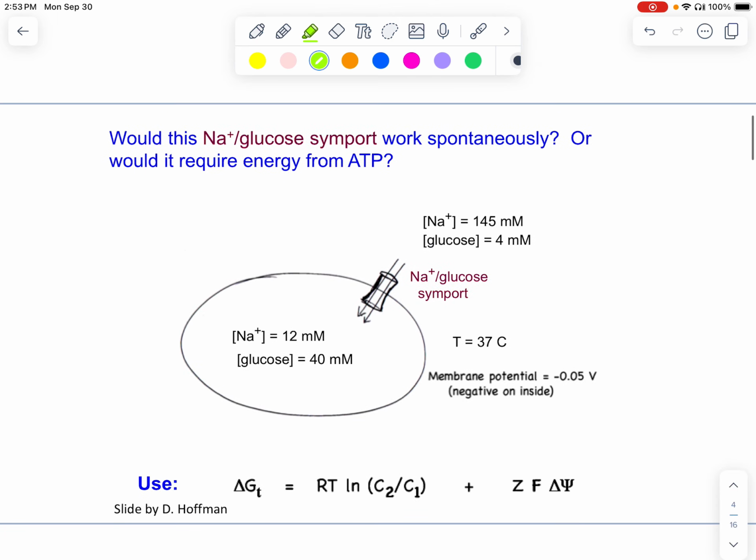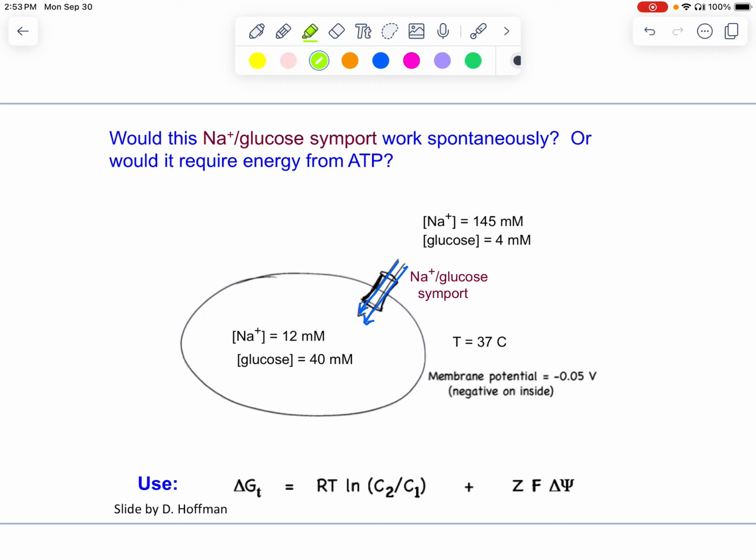Okay, let's look at this example. Our goal is to figure out if this sodium glucose symport, so both are moving in the same direction, we see that here with the arrows, they're both moving into the cell, would work spontaneously or would it require energy from ATP? So let's look at things one at a time.